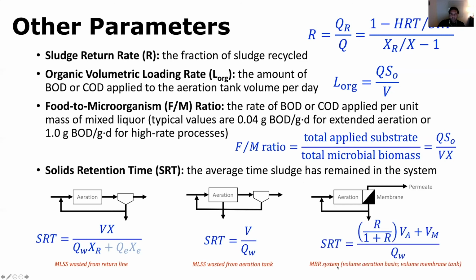For an MBR system, a membrane bioreactor system, where we've got a return line and we've got a membrane, the permeate is discharged, as well as the sludge, which is wasted from the return line, we can represent the SRT using the following equation, where VA is the volume of the aeration basin and VM is the volume of the membrane chamber.